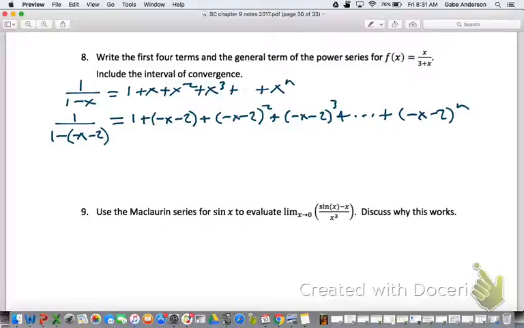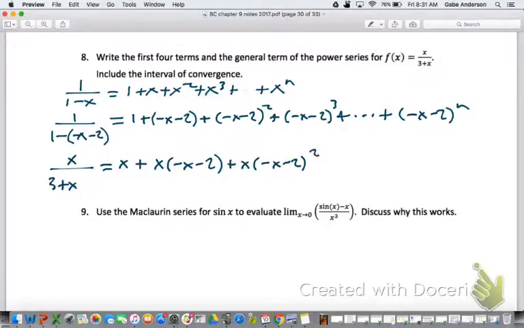It's supposed to be an x, and so how do we get it to where we want it to be? Just multiply by x, that's right. So if I multiply by x, I get x over, let's just go ahead and write what it's supposed to be. 3 plus x is equal to, I'm going to multiply everything on the right side by x. So this would be x plus x times negative x minus 2 plus x times negative x minus 2 squared plus x times negative x minus 2 cubed plus dot dot dot. And then my nth term would get the same sort of treatment. There we go. Okay, so that would be the series there.